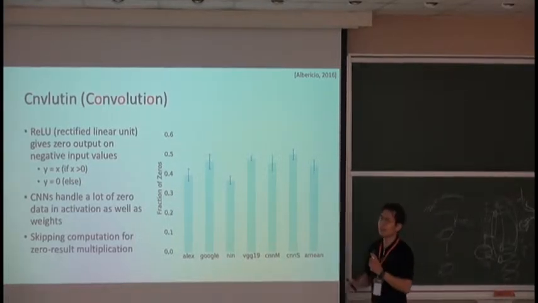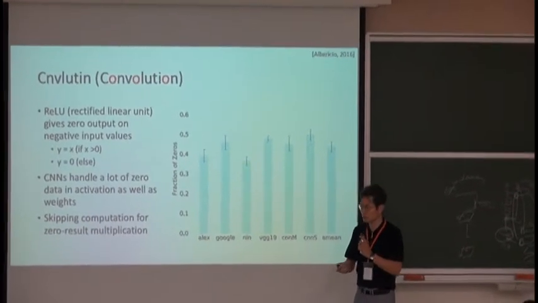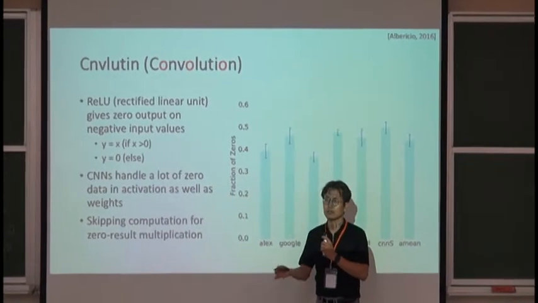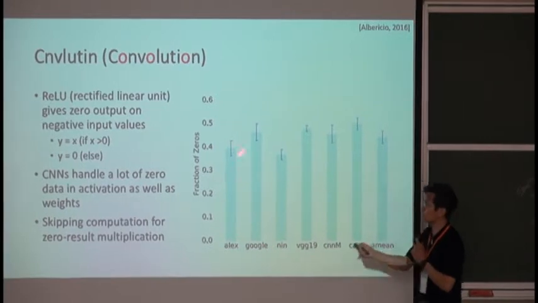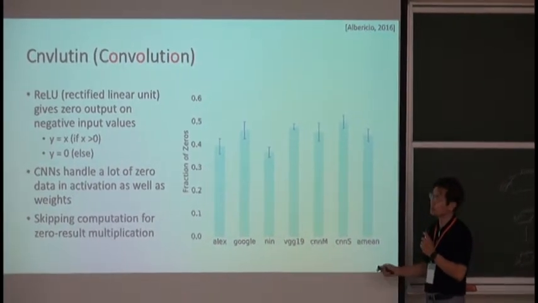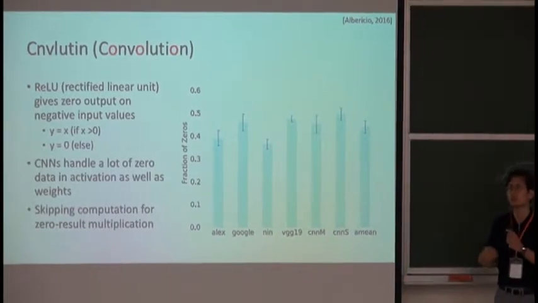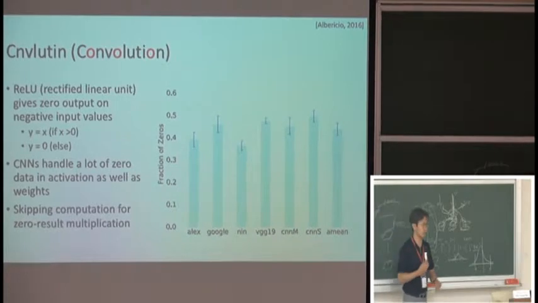So we apply the ReLU function to the result of convolution. But as you know, the ReLU function gives zero value for negative results, right? That's why we have a lot of zero values in activation. So this is the ratio of zero activations. We should be able to use them to reduce runtime and energy consumption.